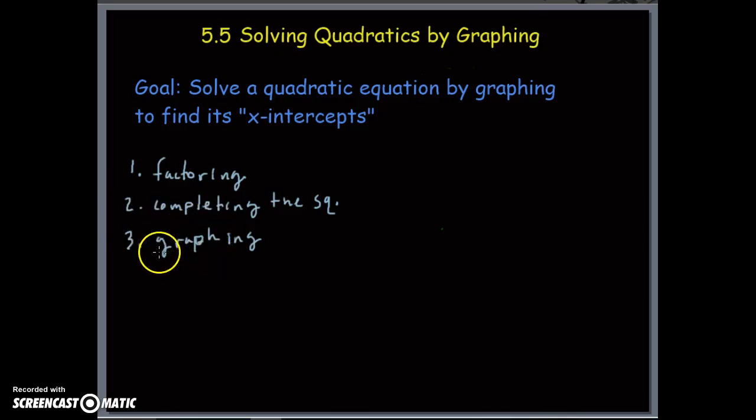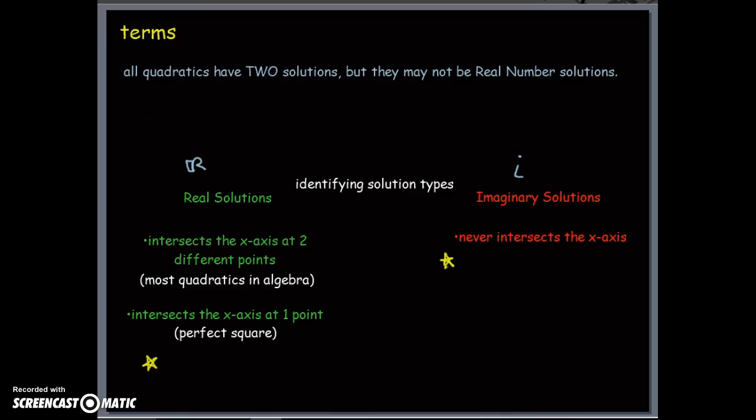the square method, we can use solve by graphing on any type of quadratic, whether we can factor it or not factor it. So again, we've talked about this several times, but all quadratics have two solutions. It's to the second power, so it has to have two solutions for x. But those solutions may not always be real number solutions. They may be imaginary solutions.